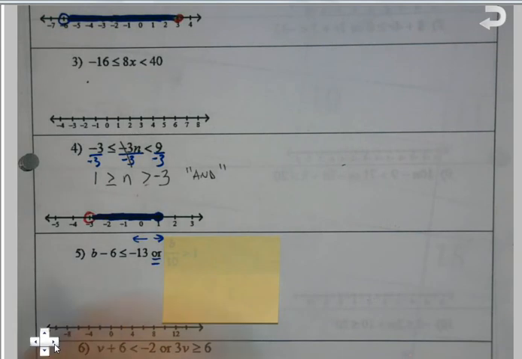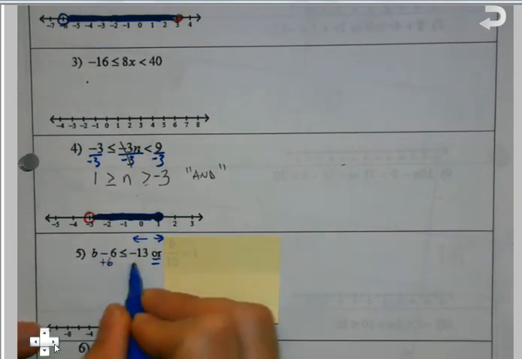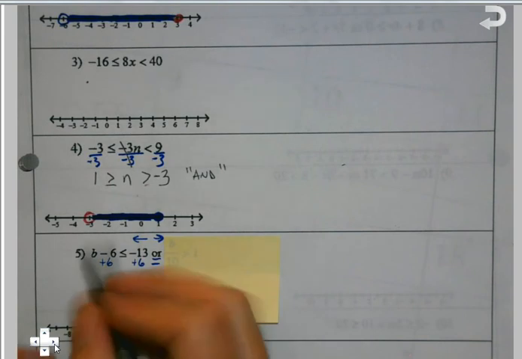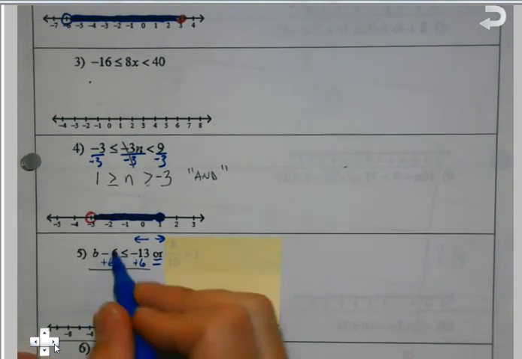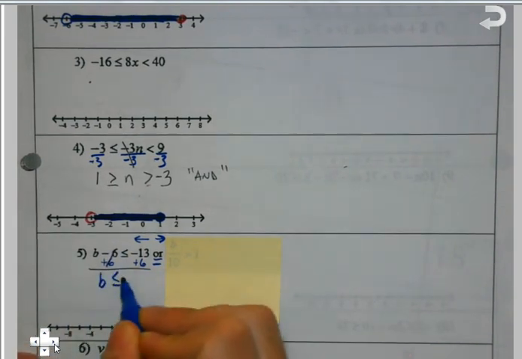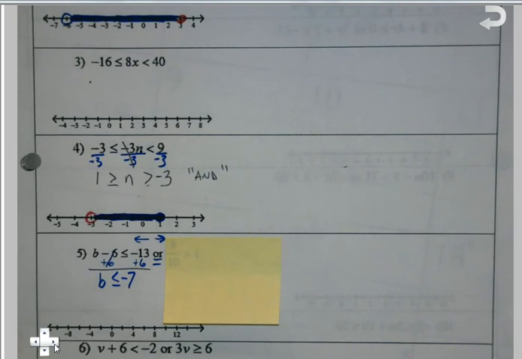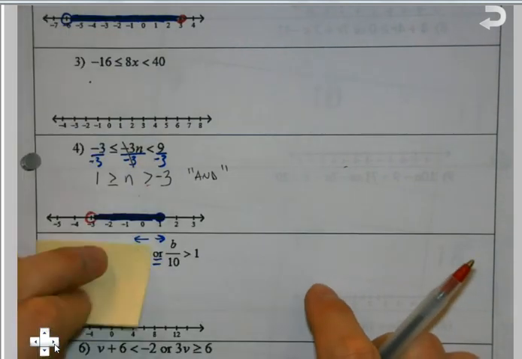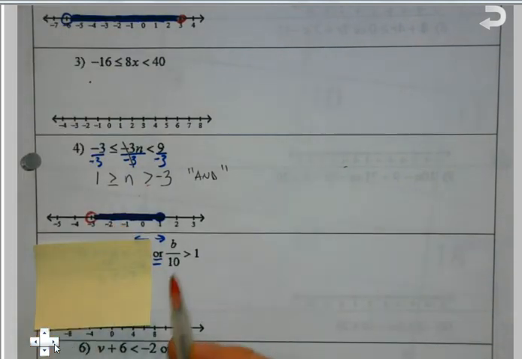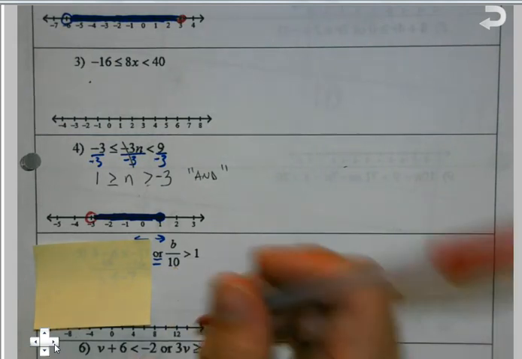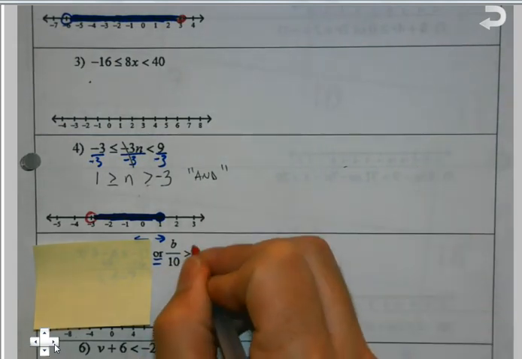Add. Okay. So negative 13 plus 6 is negative 7. Okay. We're just going to solve them here at the first. We'll come back and graph them. You switch over here. Now over here I'm dividing b by 10. What am I going to do to undo dividing by 10? Multiply.